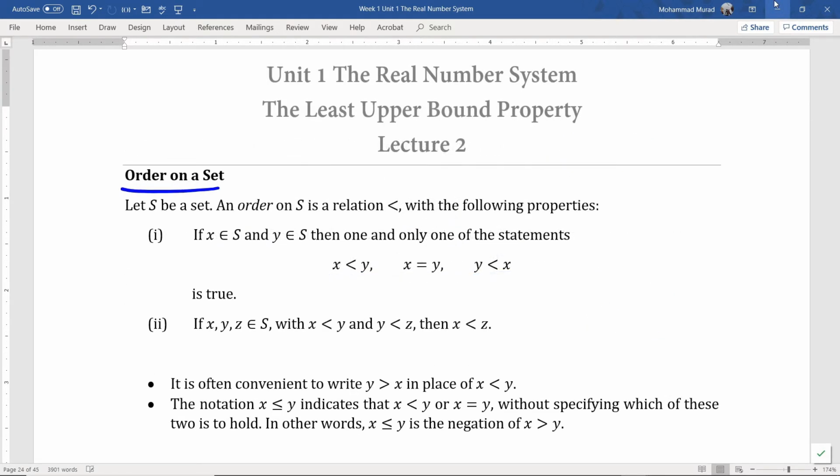Order on a set. Let S be a set. An order on the set S is a relation denoted by this symbol with the following properties. 1. If X is in S and Y is in S, then one and only one of the following statements hold true: either X is smaller than Y, or X is equal to Y, or Y is smaller than X. Property 2. If X, Y, and Z are in S with X smaller than Y and Y smaller than Z, then X is smaller than Z.